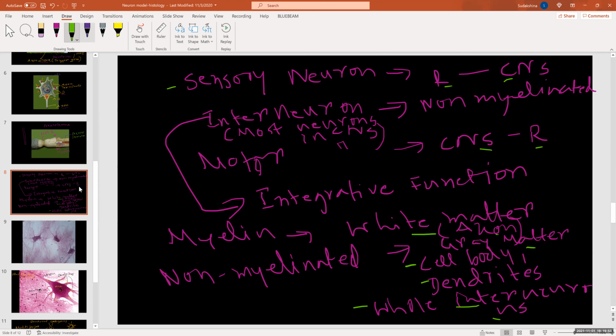So both sensory and motor neuron, the axon is myelinated. Everything else, cell body and dendrites of motor and sensory neuron, are non-myelinated. Whole interneurons are non-myelinated as well. Three types of neuron: sensory neuron, interneuron, motor neuron.